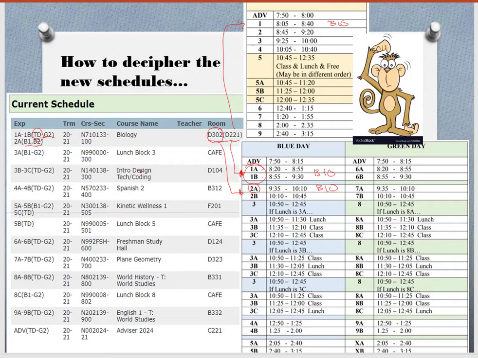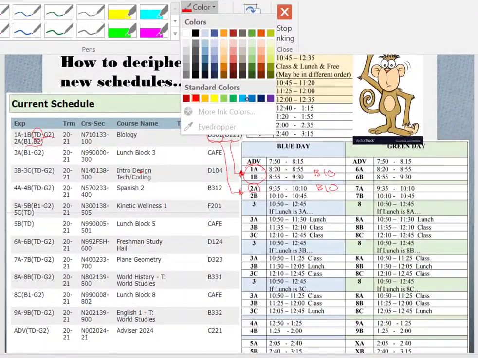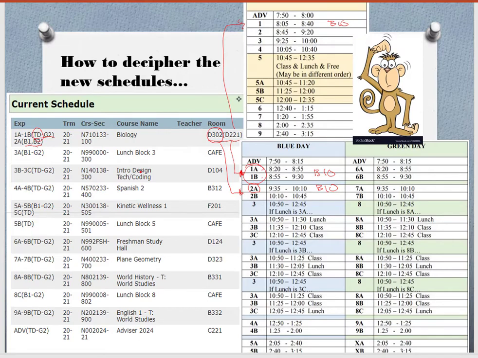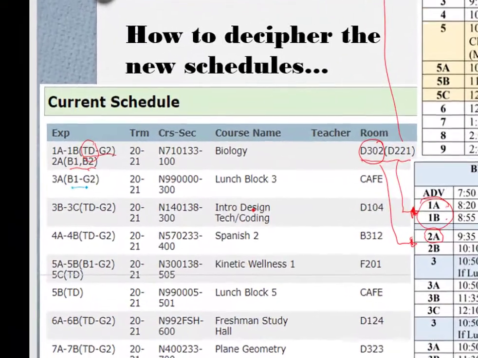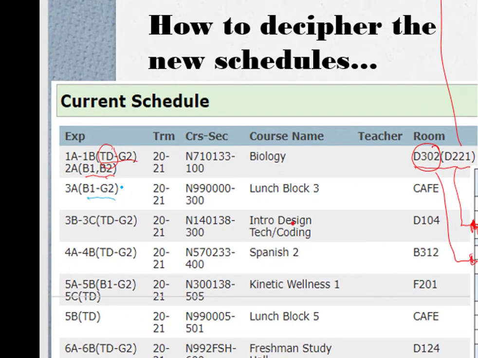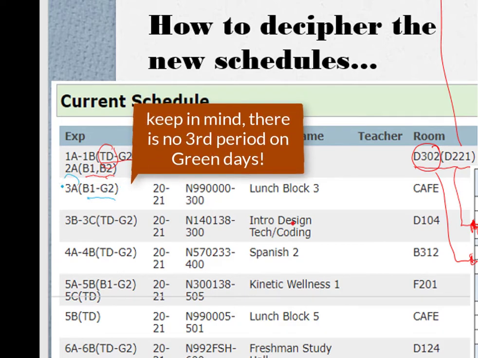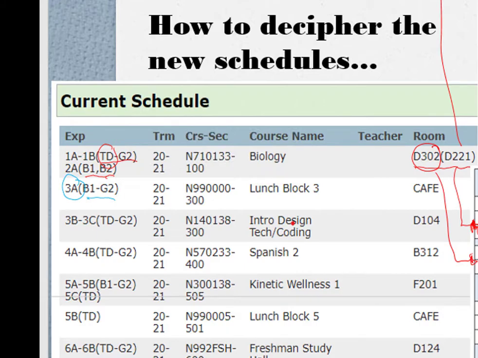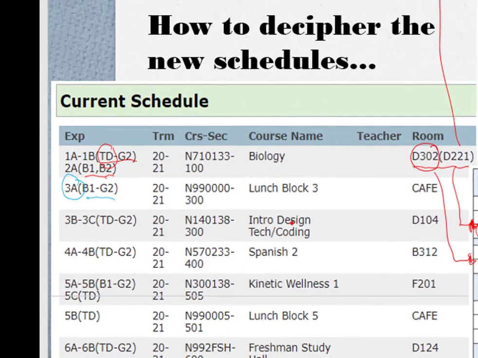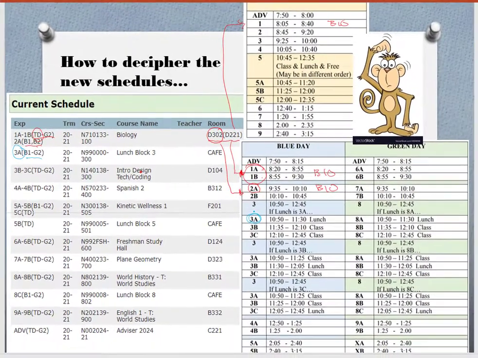Okay, we'll move on to period 3. You're looking at B1 through G2, so in other words, all the days except for the Trevian Day. It's Blue Day 1, Green Day 1, Blue Day 2, Green Day 2. It's all 4 of those days. And for those 4 days, for 3A, which really is just going to happen on the Blue Day because there's no period 3 on the Green Days, you are going to have lunch right there.